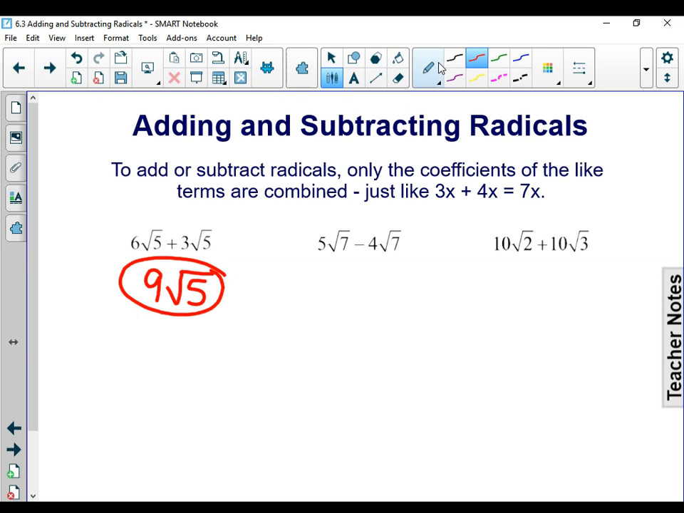Okay, so the second one, I have the same index and I have the same radicand. So 5 minus 4 just gets me 1. So I just get the square root of 7. But the next one, I have different radicands. I have a 2 and I have a 3. Pay attention to what the directions are asking you to write.